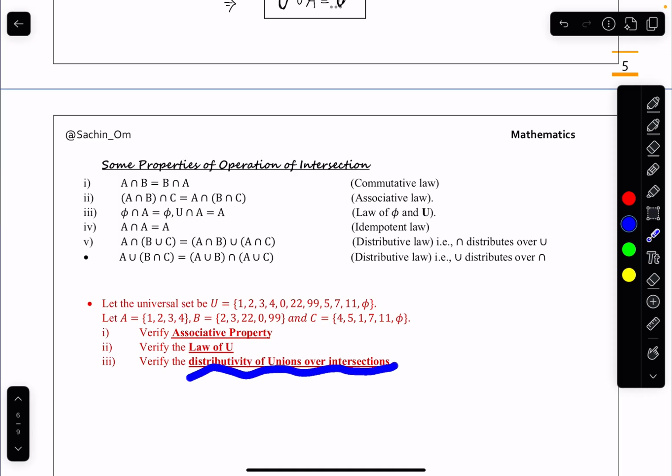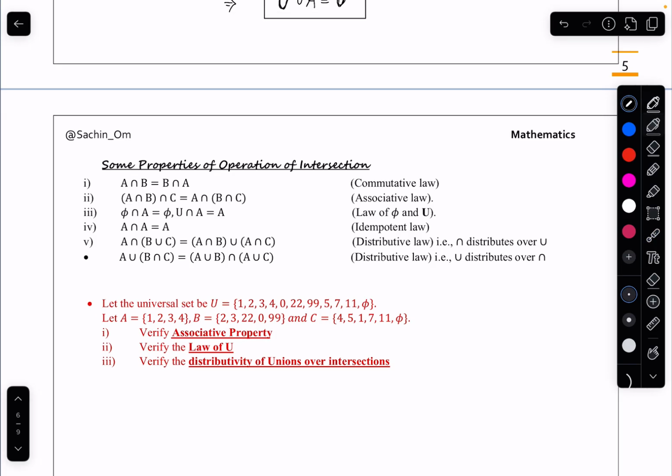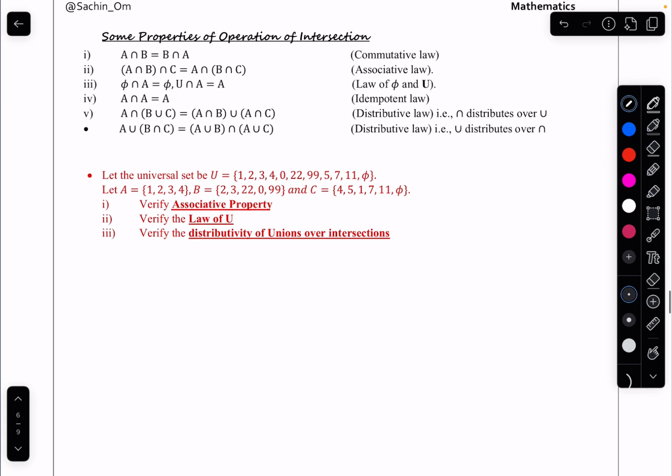So let me just take up the distributive property of union over intersections. The other two are similar to the preceding example. So in the universal set, the distributive property here is A union (B intersection C) equal to (A union B) intersection (A union C). So the left hand side would be A union (B intersection C) is what we are considering.